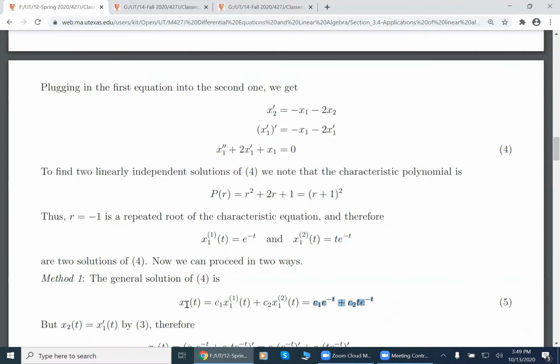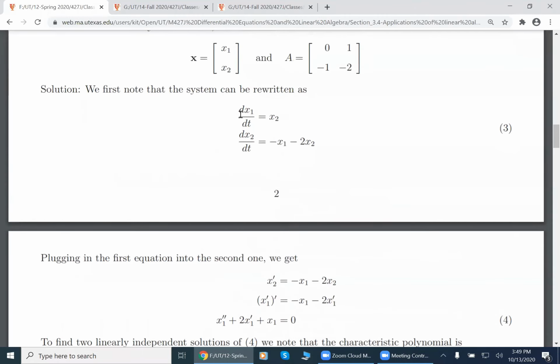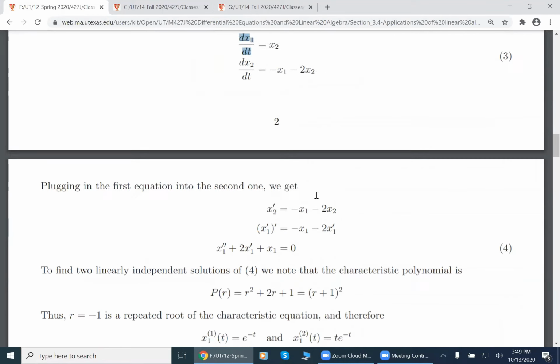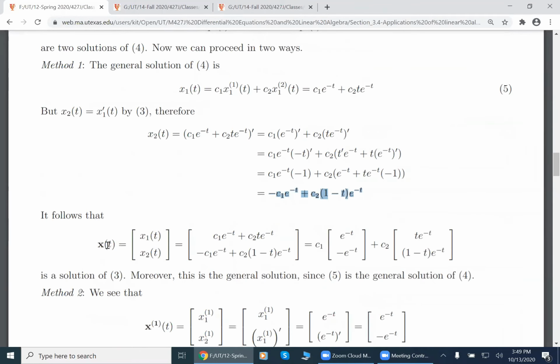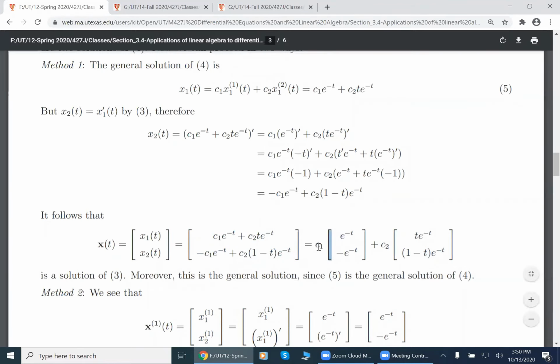Now, this is x1. In order to find x2, we use the first equation of our system. x2 is x1 prime. We find the derivative of x1, done. And then the general solution of our system is the following matrix column, x1, x2. Over here, finally, we split it into two pieces and factor out C1 and C2. This is method 1.